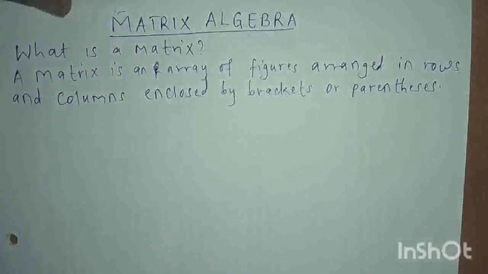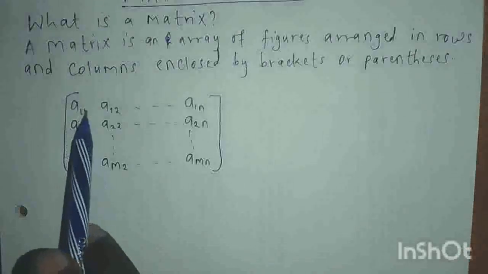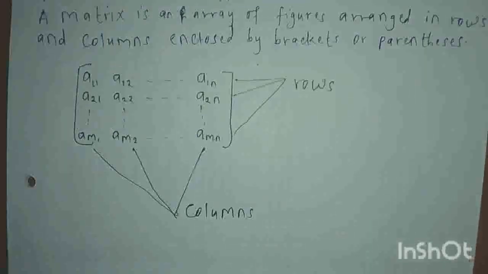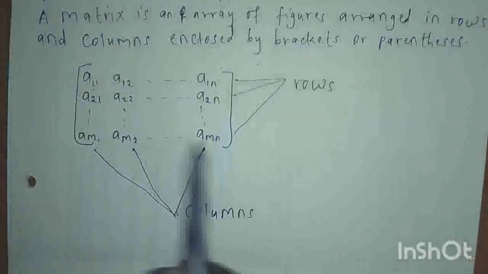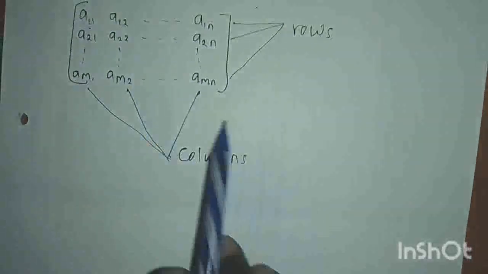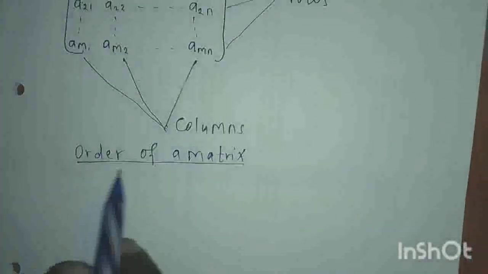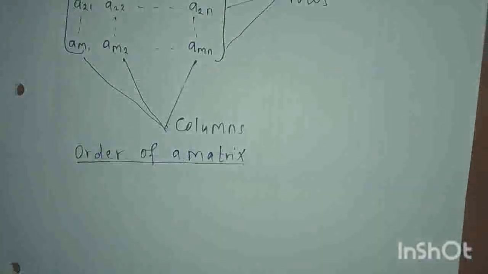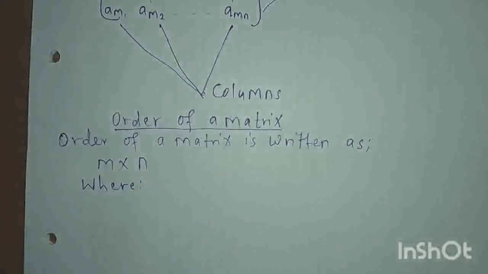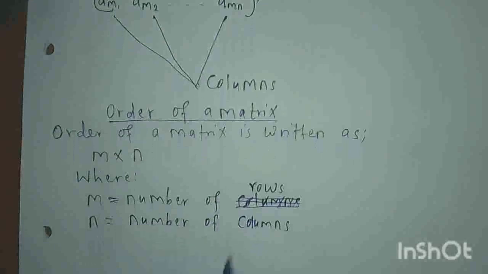Generally, a matrix is represented as A11 all the way up to AMN. These are rows and these are columns. So we want to look at the first entity in matrix, and that is the order of a matrix. An order of a matrix is written as M by N, where M is the number of rows and N is the number of columns.